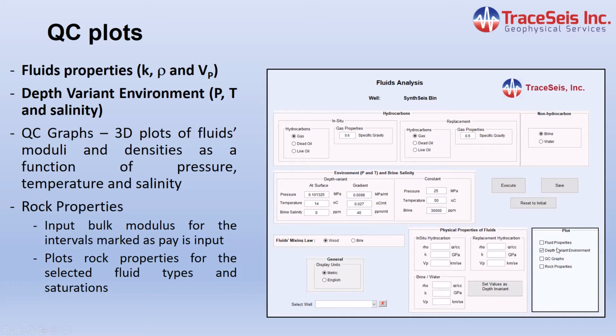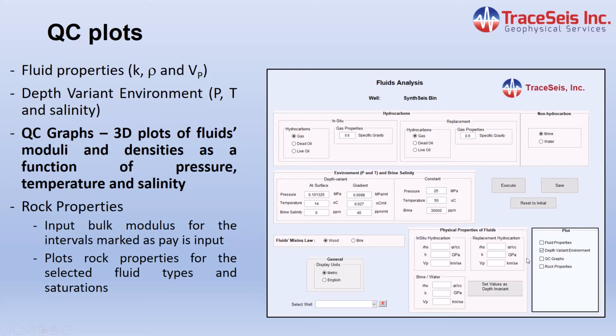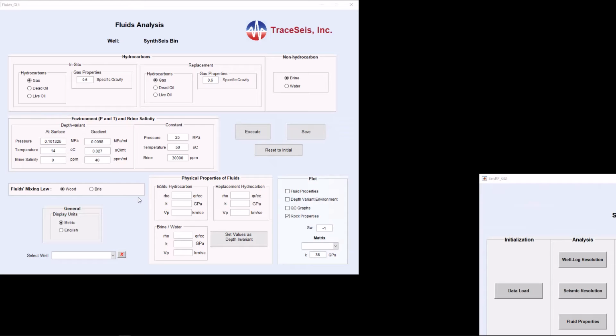Let's now go over the QC plots. We already covered the fluid properties, that is the bulk moduli, densities, and p-wave velocities of the fluids, and the depth variant environment plot, that is the pressure, temperature, and salinity plots. Let's now go to the QC graphs. Here we're going to make 3D plots of fluids moduli and densities as a function of pressure, temperature, and salinity. We are going to compute 3 3D plots for each one of the fluids. That is 3 plots for the in situ hydrocarbon, for the replacement hydrocarbon, and for the non-hydrocarbon. We're going to illustrate this in the program.